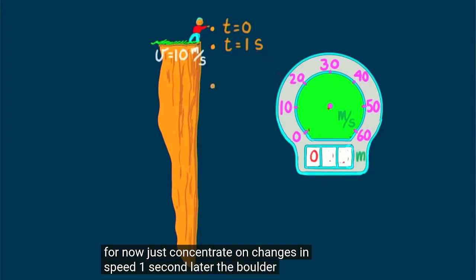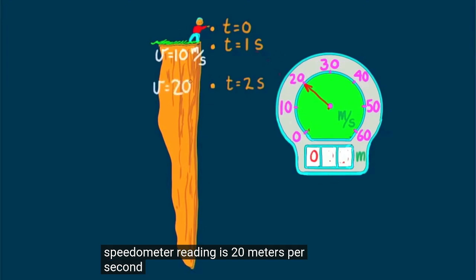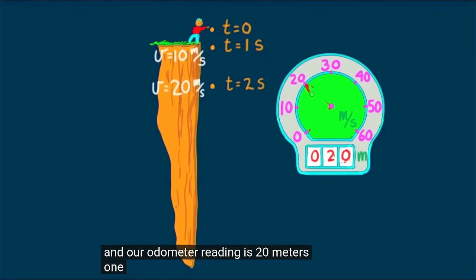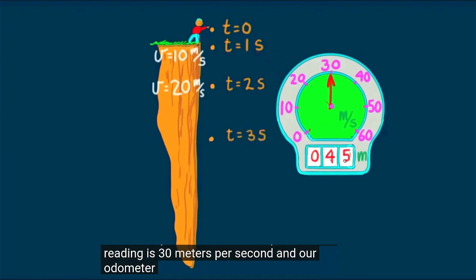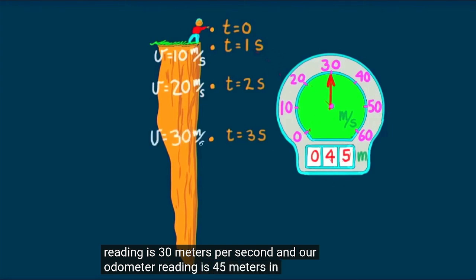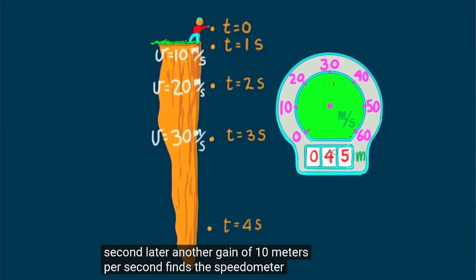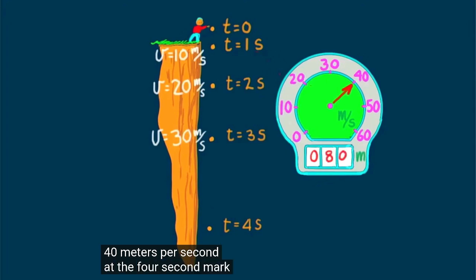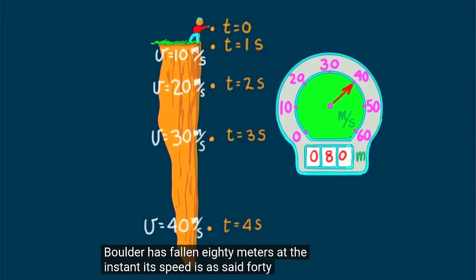1 second later, the boulder again gains 10 meters per second, and the speedometer reading is 20 meters per second. And our odometer reading is 20 meters. 1 second later, the boulder again gains 10 meters per second, and the speedometer reading is 30 meters per second. And our odometer reading is 45 meters. And another second later, another gain of 10 meters per second finds the speedometer reading 40 meters per second. At the 4-second mark, we find our boulder has fallen 80 meters at the instant its speed is, as said, 40 meters per second.